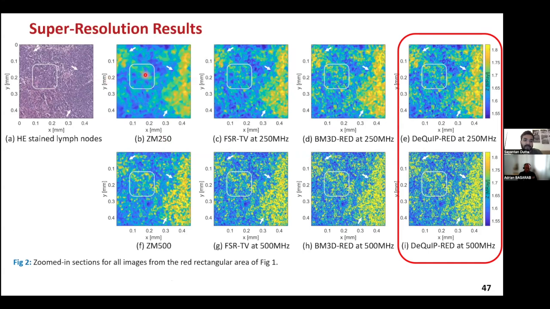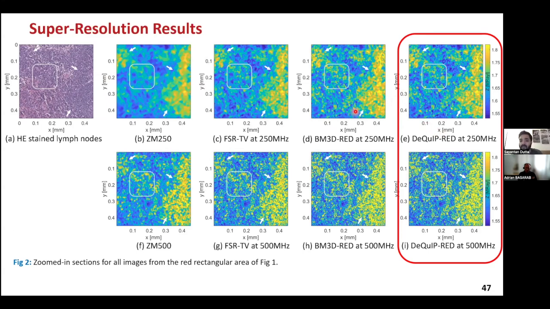So you can see in the 250 megahertz data, there is very blurry information. There is not much information there. Compared to that, in our proposed method we can see the finer details. So this blurry information is significantly recovered from the blurry observation using our proposed Dequip algorithm.